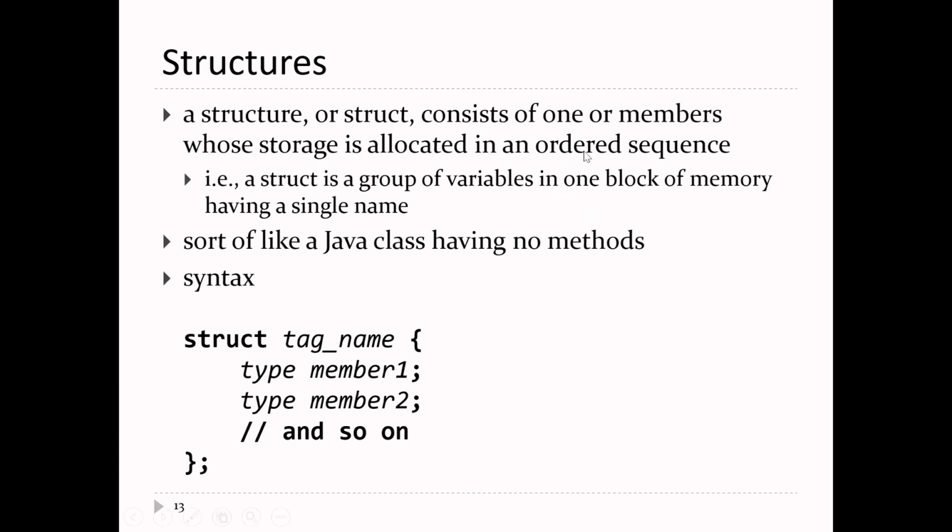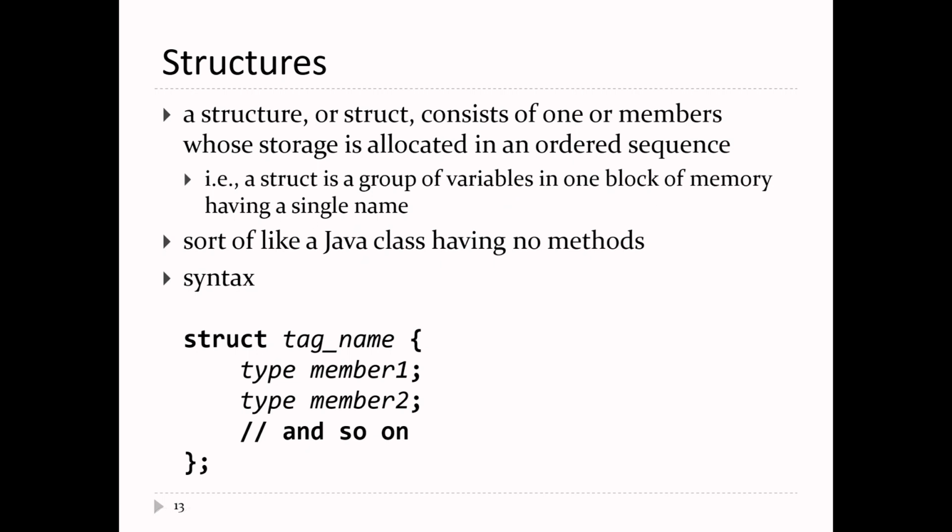For our purposes, this ordered sequence business is not that important. When you get into slightly more advanced C, the fact that C lays out structs in a particular way becomes more important. For us, it's not that important. All that's trying to say is that a struct is just a group of variables in one block of memory having a single name.